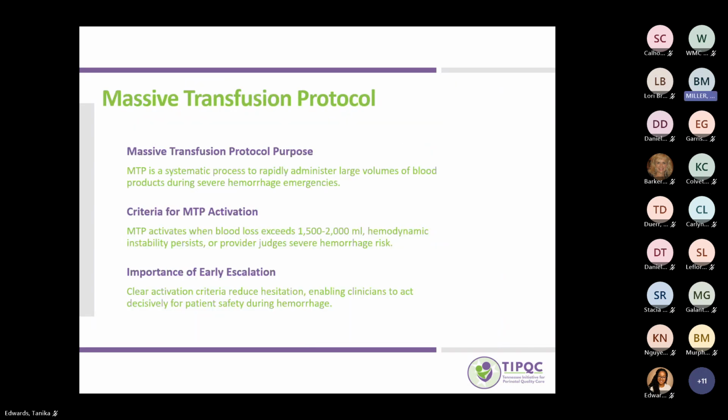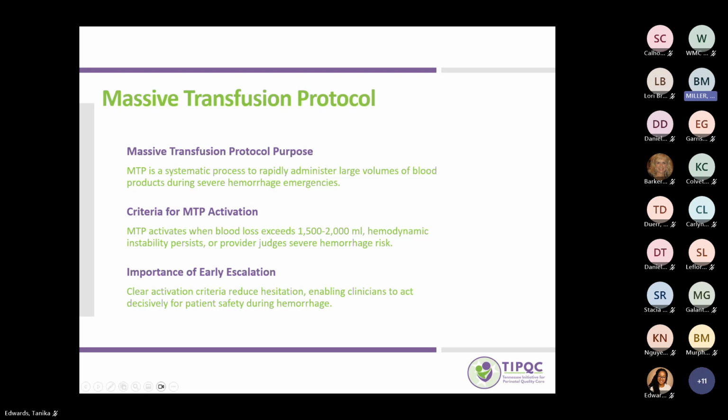So the massive transfusion protocol is a process where you rapidly administer large blood volumes. And we all know that we can drop some blood really quick. But does your hospital have one? And how much blood can you get at one time? The MTP activates when blood loss exceeds 1,500 to 2,000 milliliters.